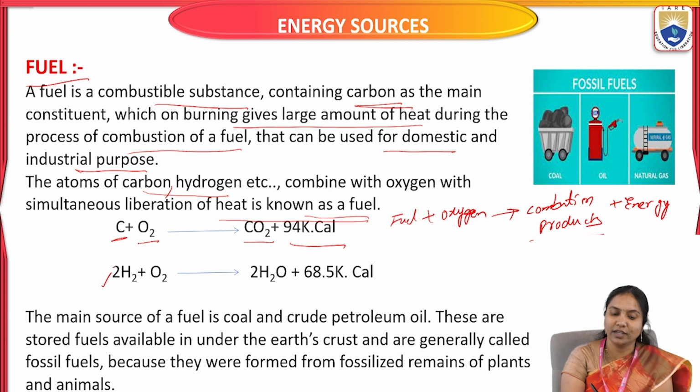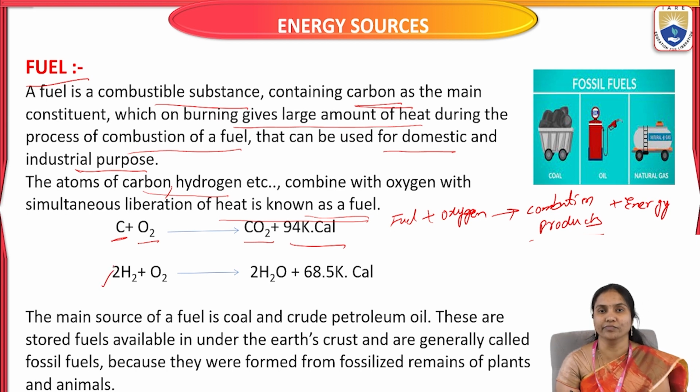Next, if hydrogen is present in the fuel, then during burning in the presence of oxygen, hydrogen combines with oxygen and produces the combustion product water. It releases 68.5 kilocalories of heat energy. This energy is generally used for domestic and industrial purposes.